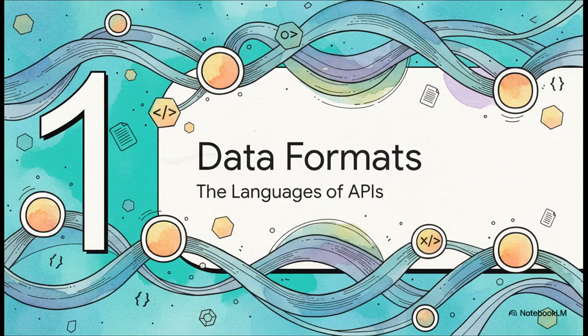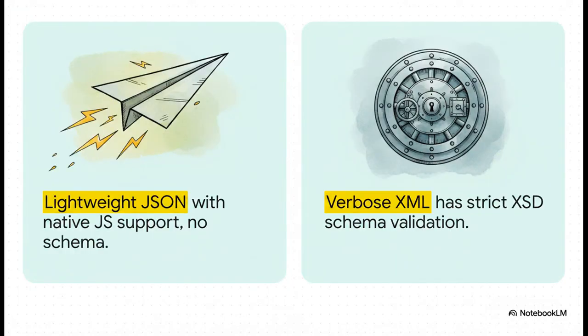All right, moving on to Section 1, Data Formats. Essentially, the languages of APIs. Before these isolated systems can actually talk, they have to agree on a language to structure their data. And we have a fascinating trade-off here between the two most common formats, JSON and XML.